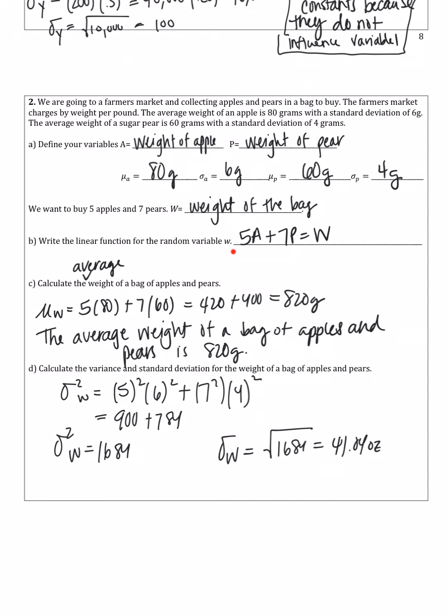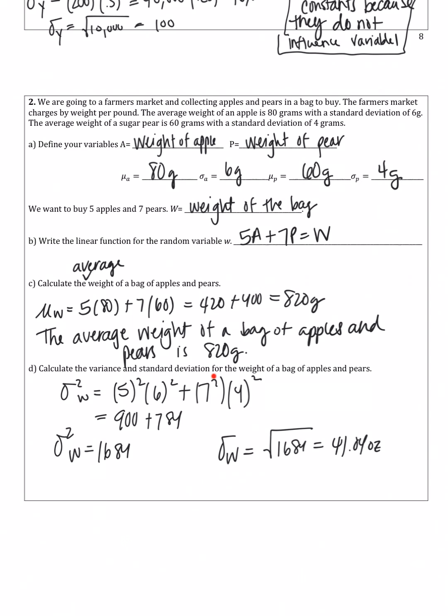A linear function in this case would be based off of our two random variables, 5a plus 7p equals W. To calculate the average weight, remember you need to take each coefficient and multiply by the corresponding mean. So you're just plugging in mean values into your linear combination and calculating out that value. We found the average weight of a bag of apples and pears is 820 grams.